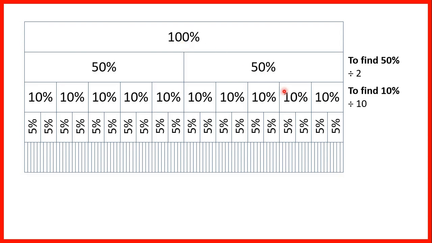Now if we want to find 5%, we could divide by 20, but that can be quite tricky. So it's easier to find 5% by halving 10%: find 10% by dividing by 10, and then divide the 10% by 2 to get 5%. And if we want to find 1%, we can divide by 100.